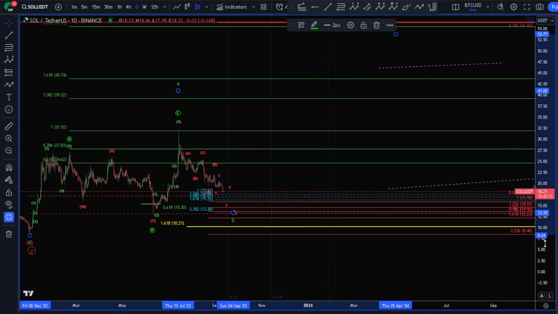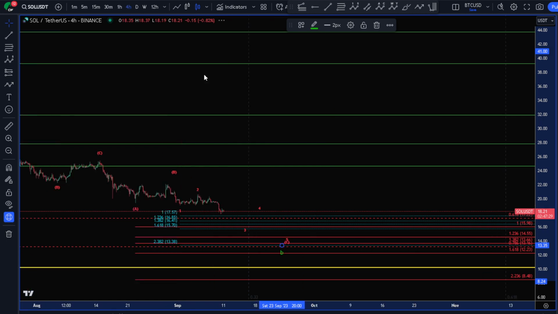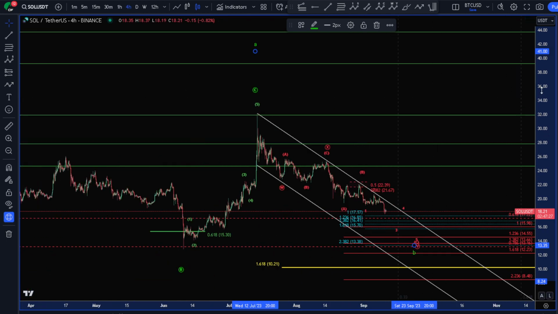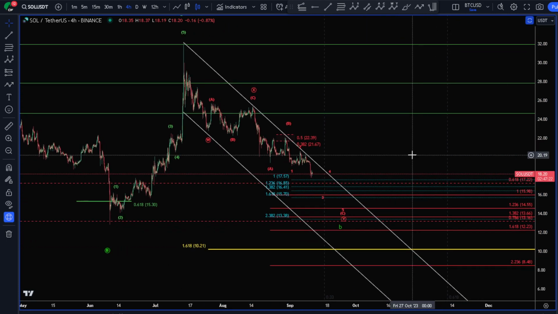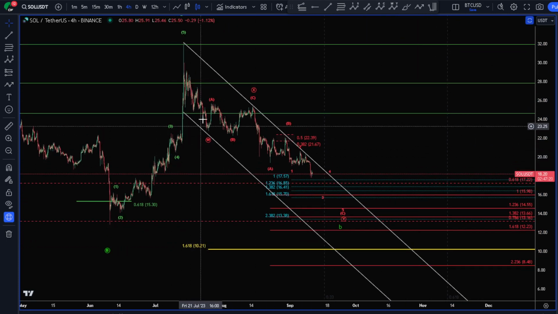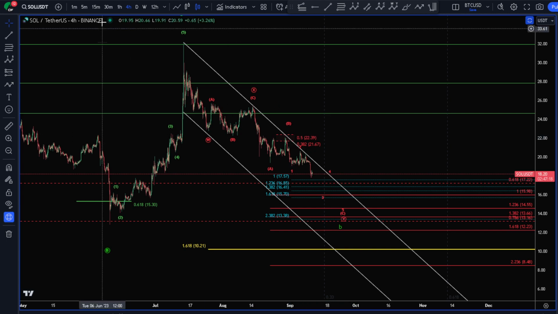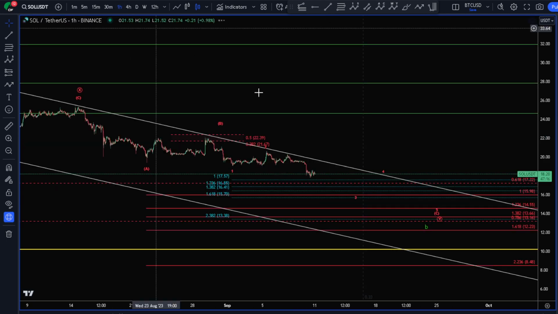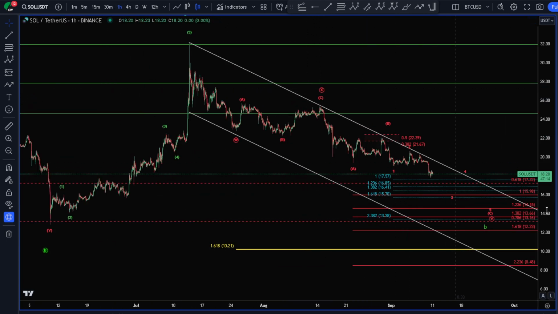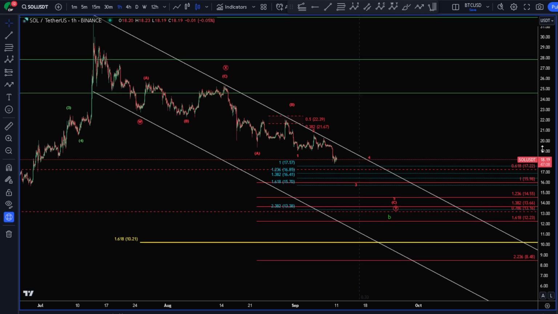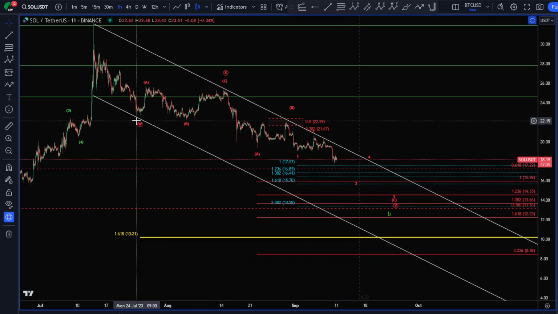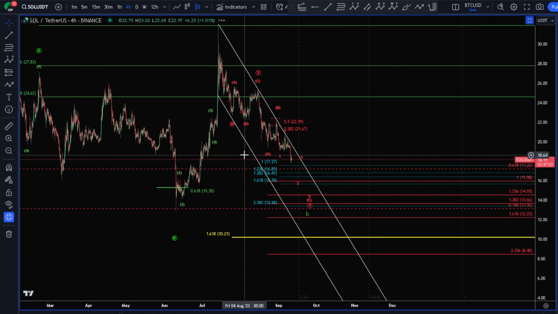Let's dig a little deeper here. We'll go down to the 4-hour. Off that high in our C wave there, we currently have a 3-wave W ABC up for our X wave and working on our Y wave, which I have as an ABC. Just to show you some of our extension levels here.